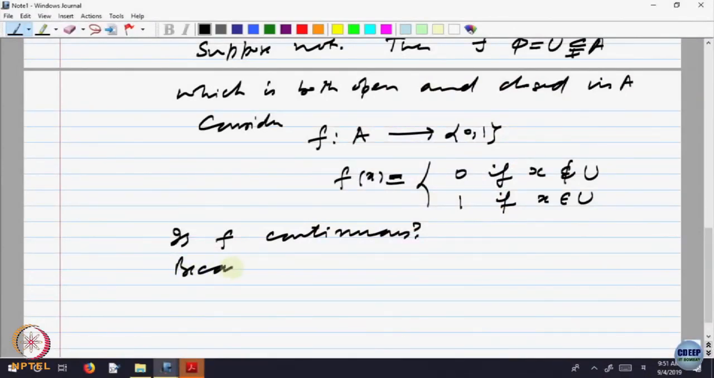What is left is the whole, 0 and 1 together. What is the inverse image of 0 and 1 together? Of the range, that is the domain. The whole space is always closed, right? So, inverse images of closed sets are closed, so this function is continuous. Let us write: inverse images of closed sets are closed.